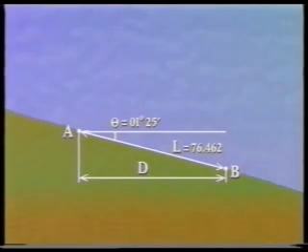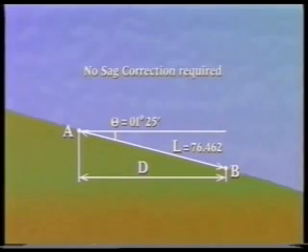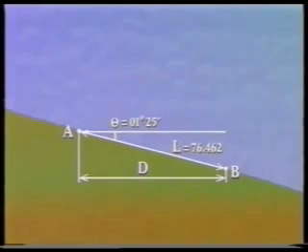The first step is to decide which corrections are necessary. In this case, the only one that does not apply is the sag correction, because the tape was laid along the ground surface. The other corrections are given by substituting into the relevant formulae.